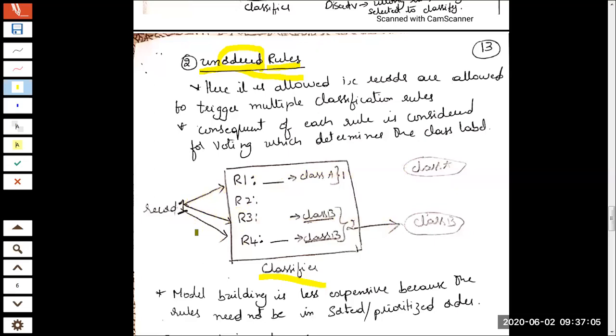If you have still not understood this, I'll directly go to the example. You can see in this example, record 1 is triggering one rule which will take this record to class A. I have written this number, you can see here, I have written this 1. In the next situation, record 1 is triggering two rules, R3 and R4, which are taking this record to class B.